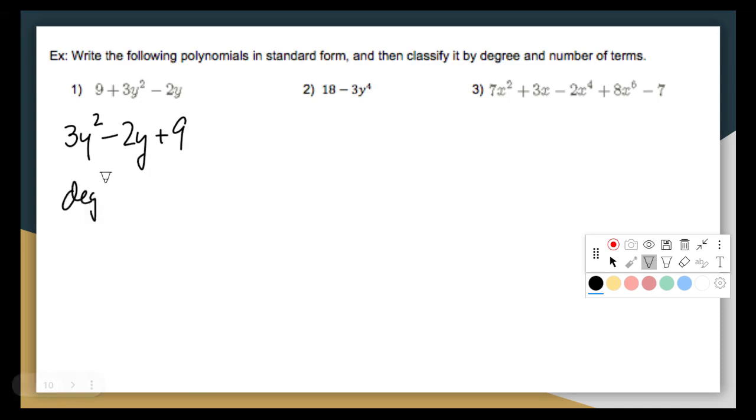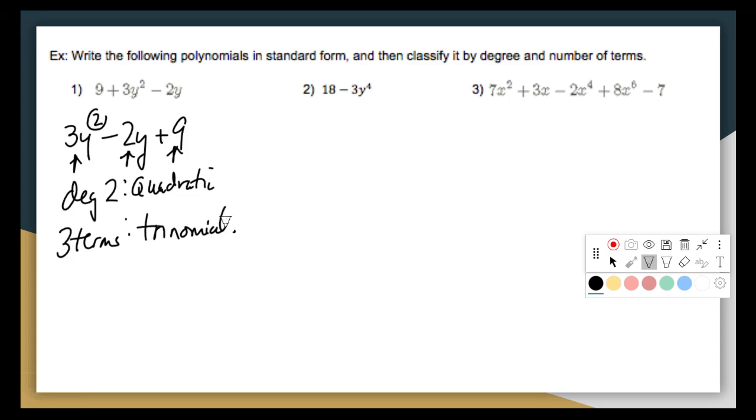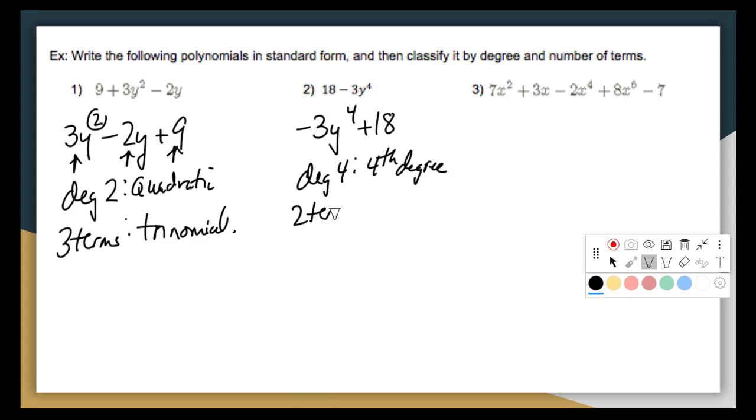So this is degree 2. We call that quadratic. And then it has 1, 2, 3 terms. This is a trinomial. This is a quadratic trinomial. For the second one, put them in order, biggest variable exponent to the smallest. Negative 3y to the fourth comes first, and the plus 18 comes second. So this is degree 4. So this is a fourth degree. We don't have a name for it in this class. And then there are two terms. Binomial, like a bicycle. So it's a fourth degree binomial.